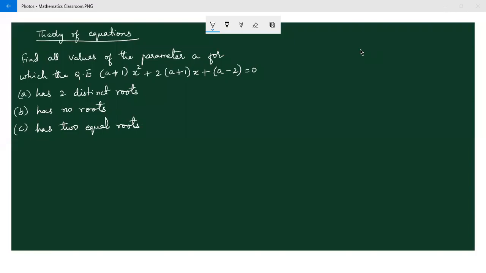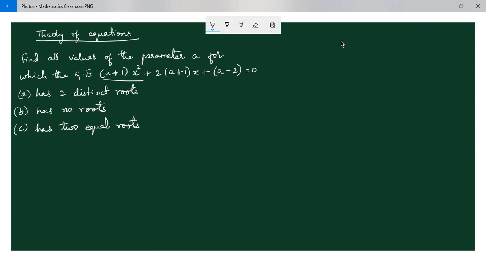Find all values of the parameter a for which the quadratic equation (a + 1)x² + 2(a + 1)x + (a − 2) = 0. This is a quadratic equation. So if it is a quadratic equation, then the coefficient of x² must not be equal to 0. So we will take this as a condition.